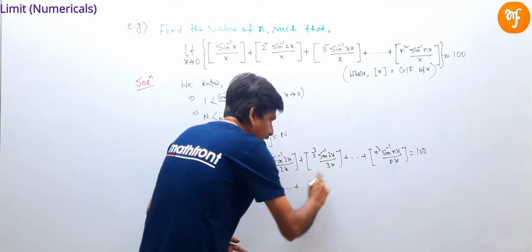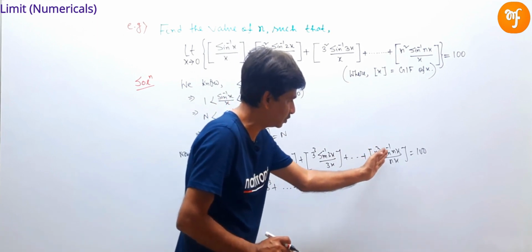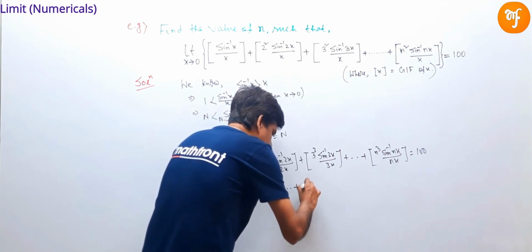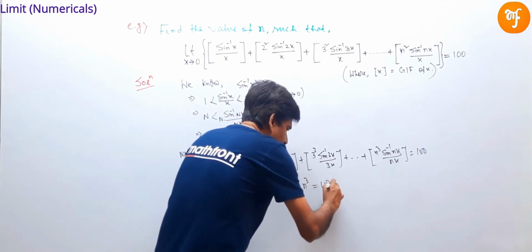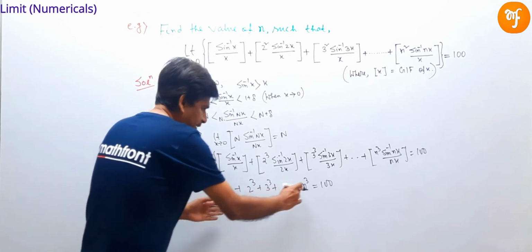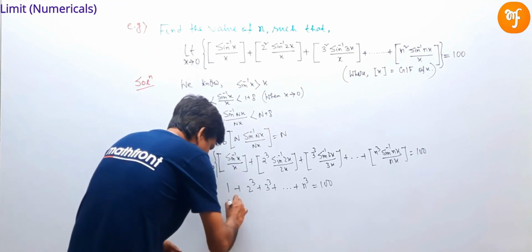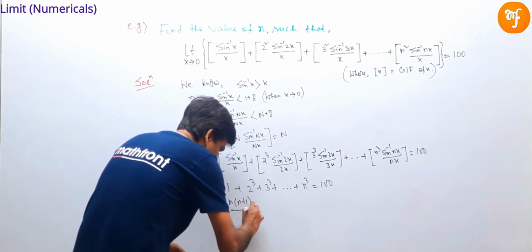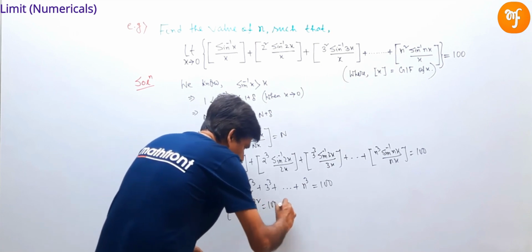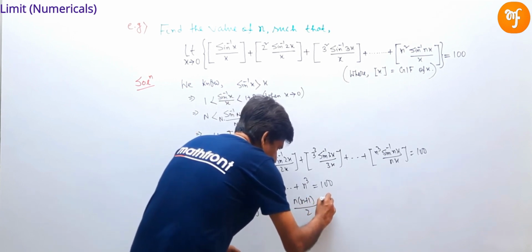Similarly, the last term will be limit x tends to 0, box of n cube sine inverse nx by nx, which is equal to n cube. And this is equal to 100, given. So the left hand side is simply the series, n into n plus 1 by 2 whole square. So we can write n into n plus 1 by 2 whole square is equal to 100, which gives n into n plus 1 by 2 is equal to 10.